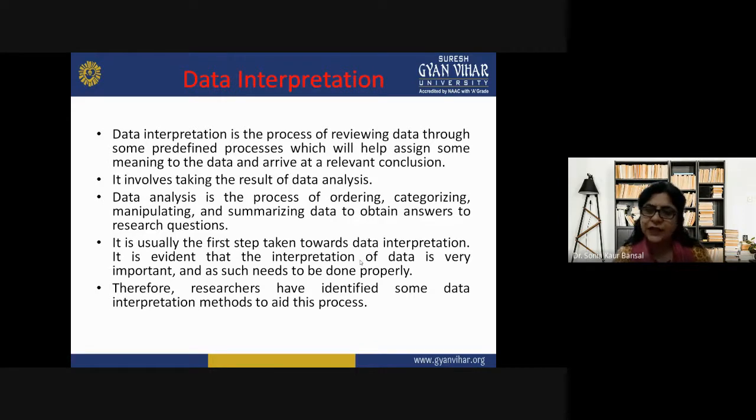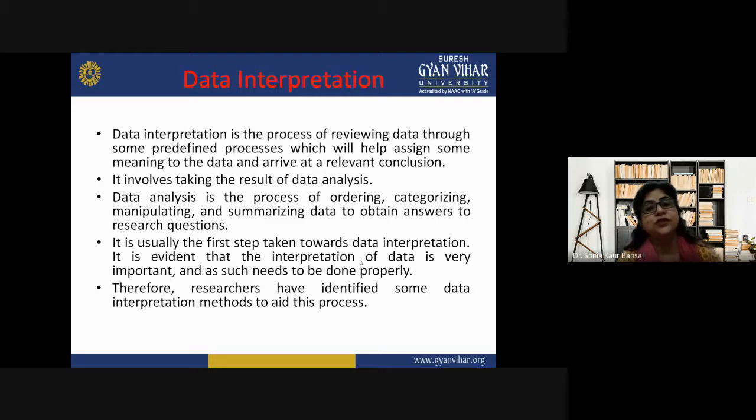So after collecting my data, I have just analyzed it. I have taken out mean, mode, median, SD, or any t-test, f-test, ANOVA, whatever was required with my data. But now I'm in the process of interpretation. Why am I in the process of interpretation? It is simply understandable that it will help me in assigning some meaning to that collected data, and I will be able to arrive at a conclusion which will be relevant to my research.